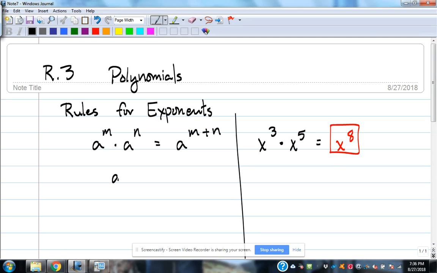Next one, it's called the power rule. You take an exponential expression and you raise it to an exponent. The way that works is you multiply the exponents together. Example, x to the 4th to the 3rd power. Multiply 3 times 4. Those exponents multiply. So it's going to be x to the 12.